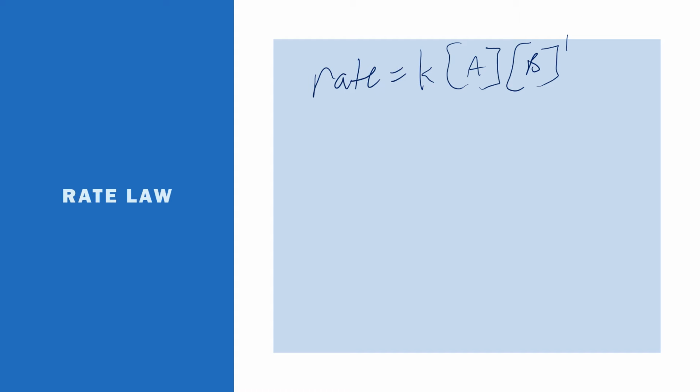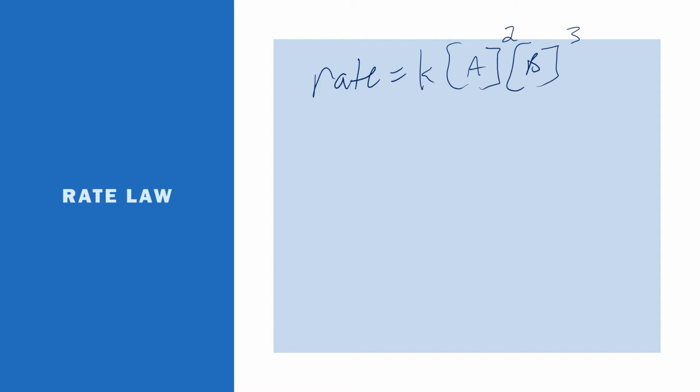Now, let's try a different one. So if we have A squared and B cubed, okay, if those are your exponents, then you would have second order in terms of A, third order in terms of B, and fifth order overall. So those are rate laws.